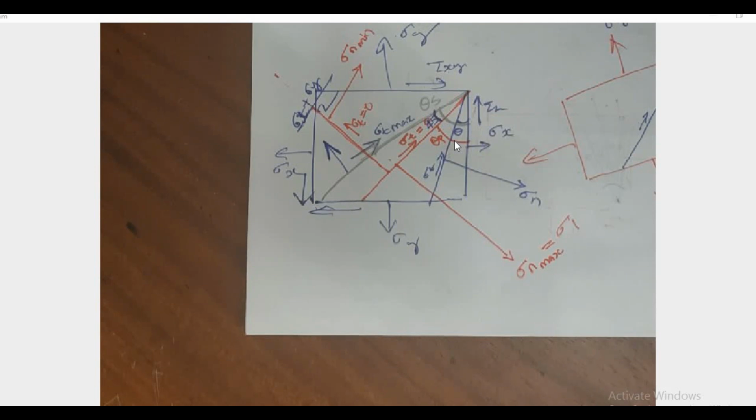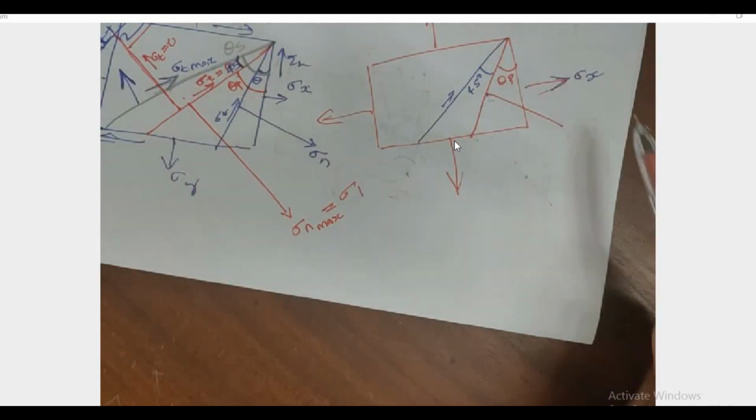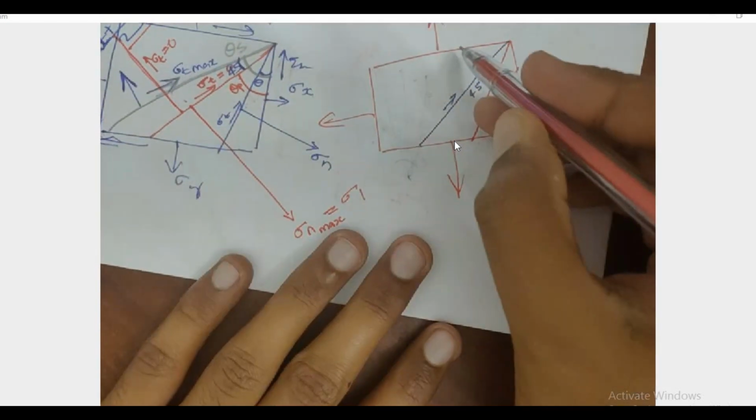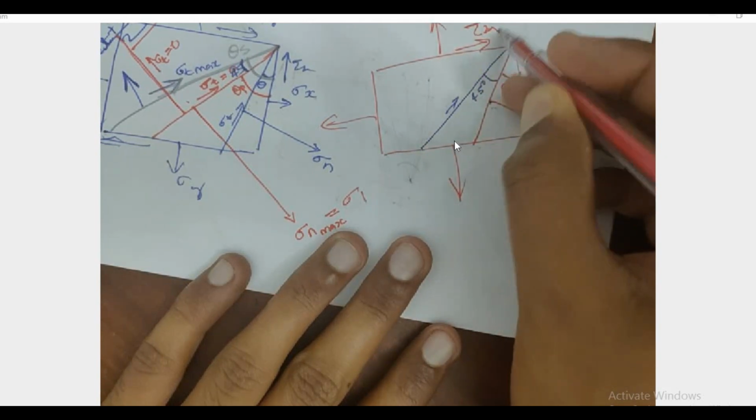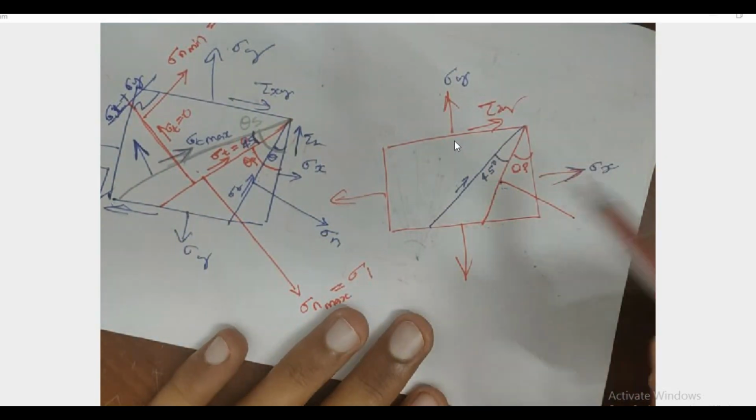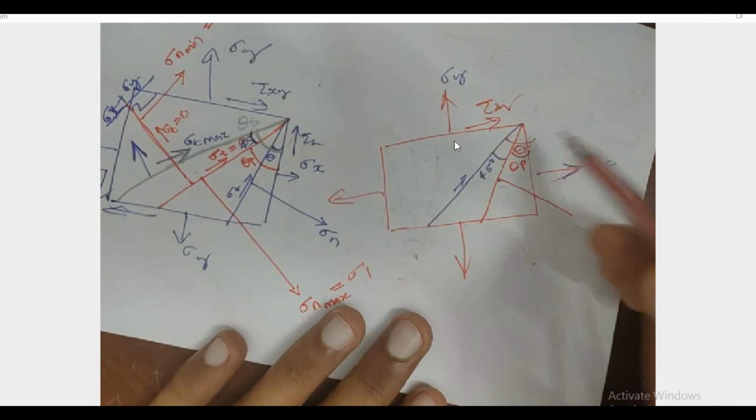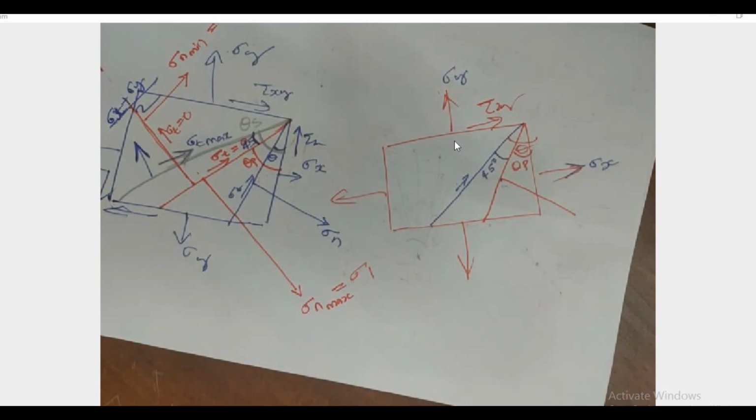Okay, 8 formulas. And another method is the graphical method. For all the 8 formulas, what are the inputs? Inputs are sigma x, sigma y, tau xy, and the angle theta. For the 8 formulas, these are the inputs. Using these inputs, we can calculate the principal stress, principal plane, maximum shear stress plane, and the stress on an arbitrary plane. Everything we can calculate.